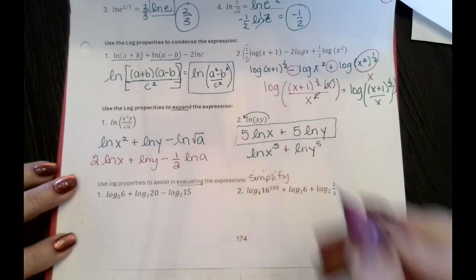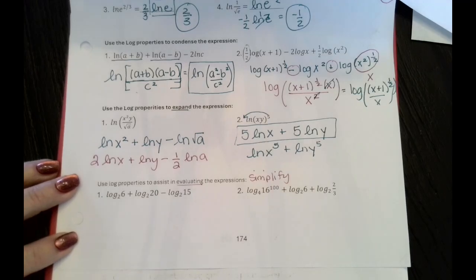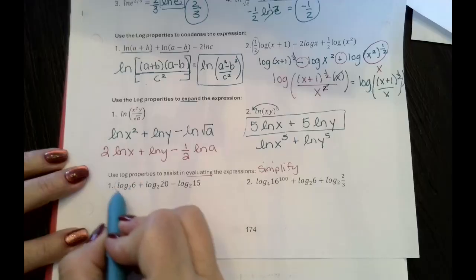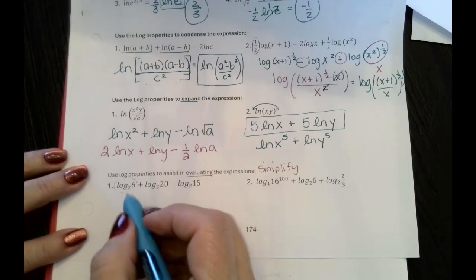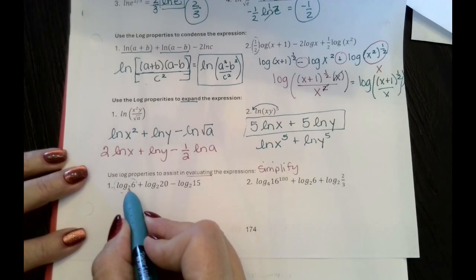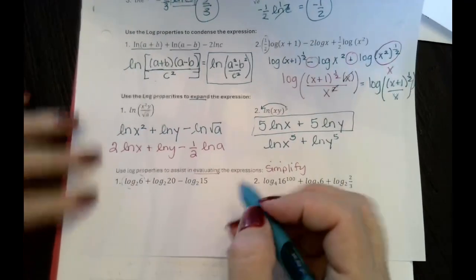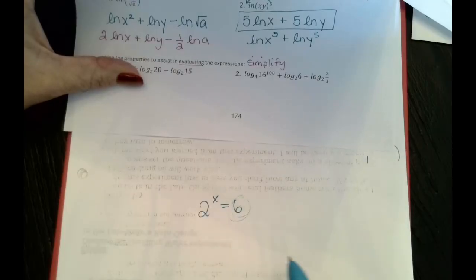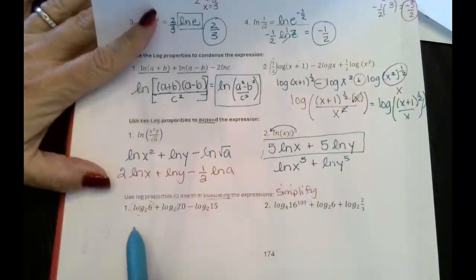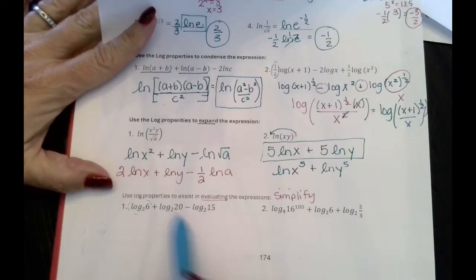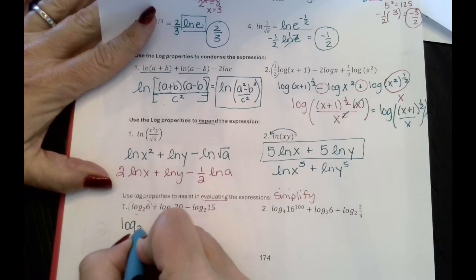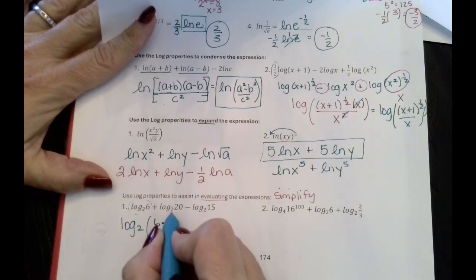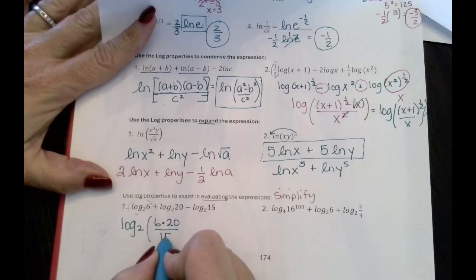In some cases, we can simplify it down to a single number. In other cases, we're still going to have a log. So if I look at this, I'm going to evaluate each part of this. If I evaluate this, I can't say 2 to a power equals 6. If I go over here and I say 2 to the x equals 6, there's no base that's going to give me a 2. So I don't want to start that way. I'm going to start by putting everything together. So I have log base 2, and I'm multiplying. So I have 6 times 20, base 2, divided by 15.